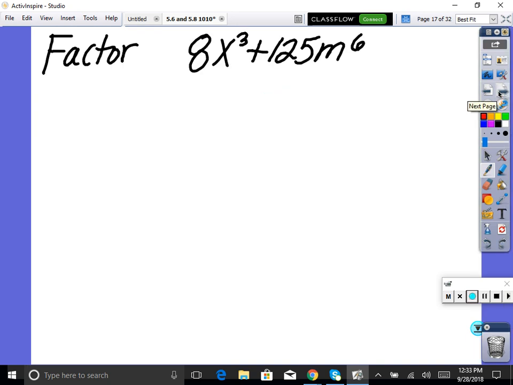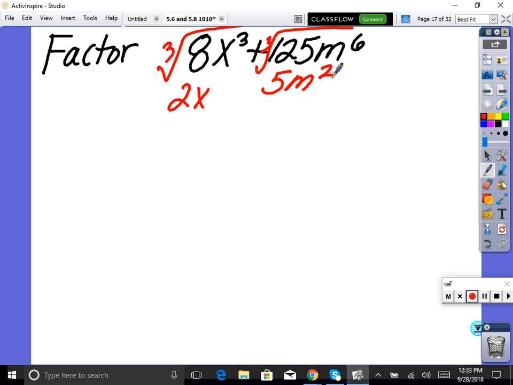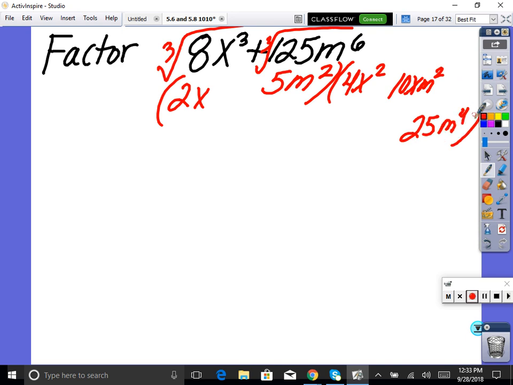Okay, looking at this one, it's two perfect cubes, because if I cube root that, I get 2x. If I cube root that, I get 5n squared. And then I would do front times the front, which would be 4x squared. Then the front times the back, which would be 10xn squared. Then the back times the back would be 25n to the 4th. So then this sign and this sign are the same. The next sign is always opposite, and the final sign is always plus.